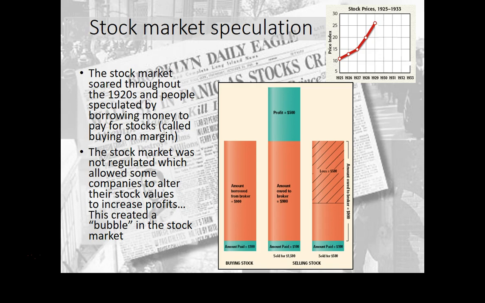It becomes a cycle. And the stock market is not regulated. The government doesn't really keep an eye on how things are going, which allows some companies to actually alter their values. Basically meaning what they're showing it's worth isn't really what it's worth. And this causes those companies to increase their profits. This creates what's called a bubble. And you'll learn much more about this when you take an economics class.